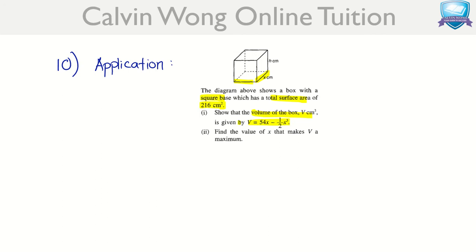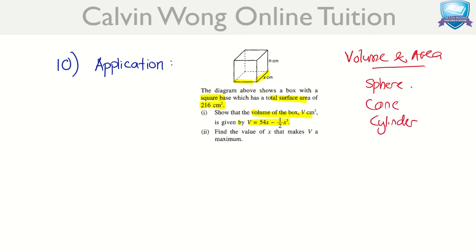Alright, so geometrical shapes, you need to know a few things. First is volume. The second thing is the surface area. So what are the common geometrical shapes? It's sphere, cone, and cylinder. These are the common shapes that you need to know. The volume of a sphere, the area of a sphere. Now this is given a cuboid. All right. So the surface area given is 216.